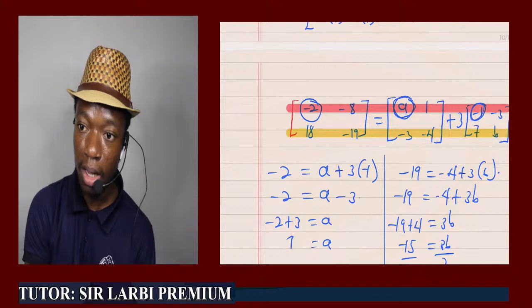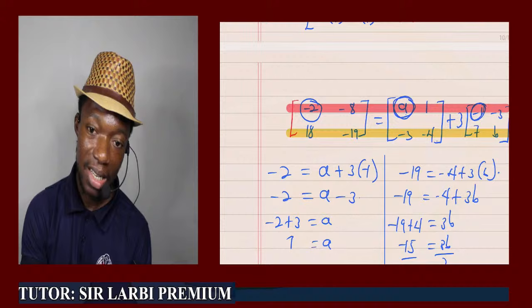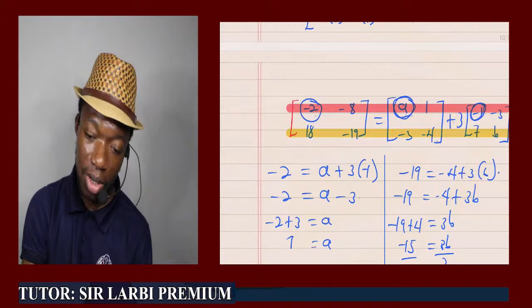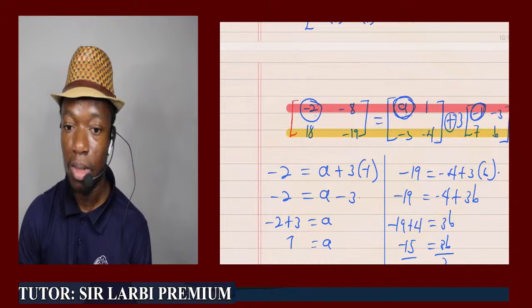Okay. And then you have 3 multiplying the matrix. So that means that the 3 is actually what? A scalar multiplication of the matrix. So you just have to multiply the 3 by negative 1. And then say that negative 2 should be equal to A, because we're told that here is plus. At the middle here is plus. Okay, so A plus 3 multiplying negative 1. And that should give you what?